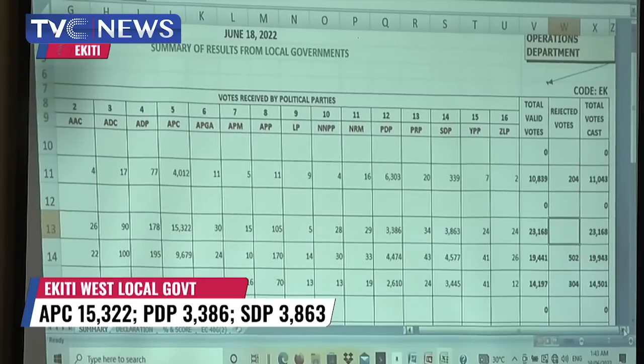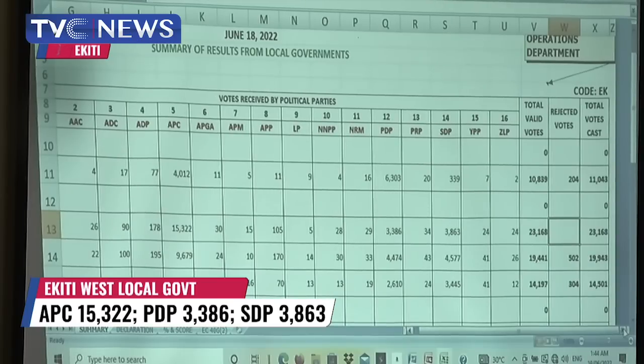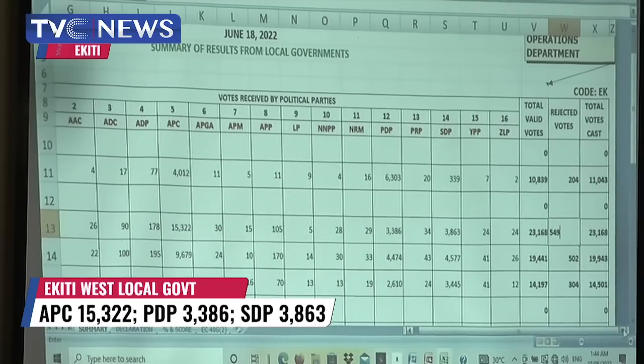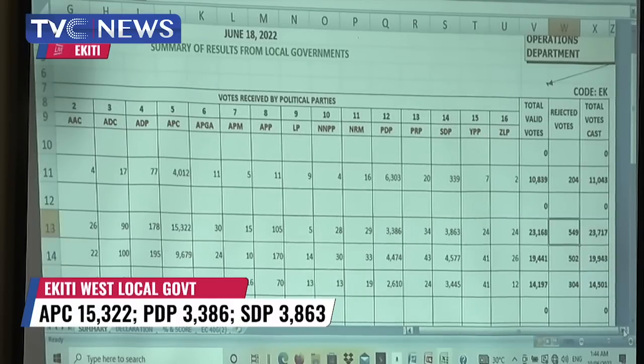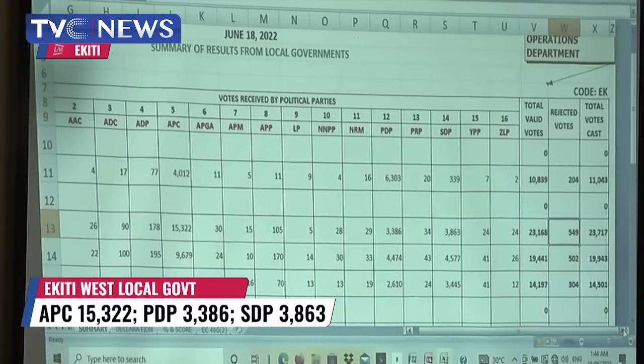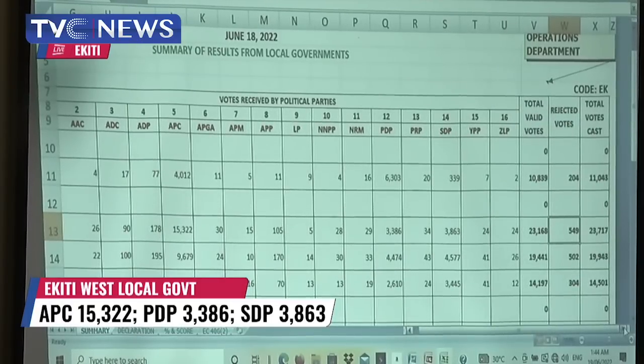Making total valid votes 23168. Number of rejected votes 549. Making total votes cast 23717. Thank you, sir. There was no report of cancellation.